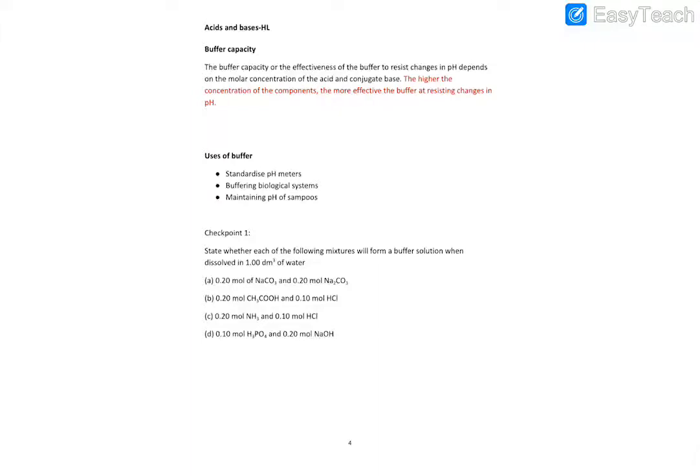Buffers are used to standardize pH meters. Those who have used a pH meter in their IAs know that you need to calibrate the pH meter, and this is done using a buffer. You also have buffering in biological systems and in maintaining the pH of shampoos.